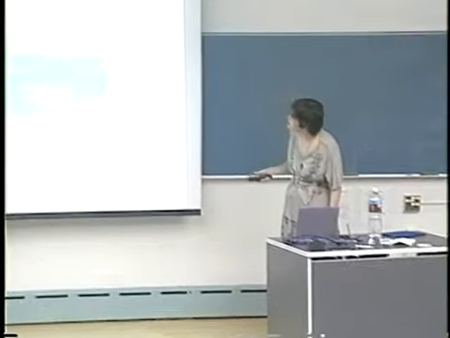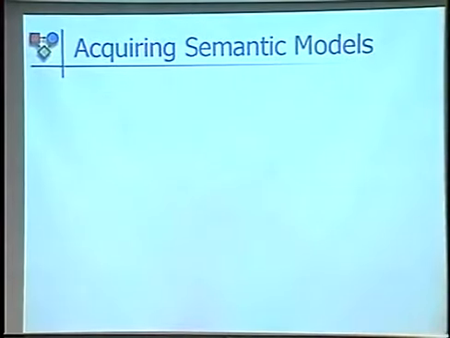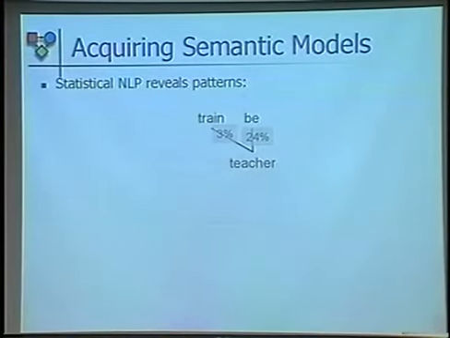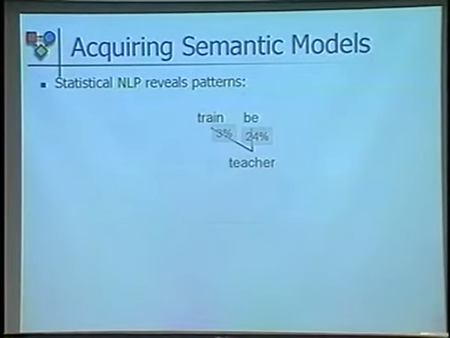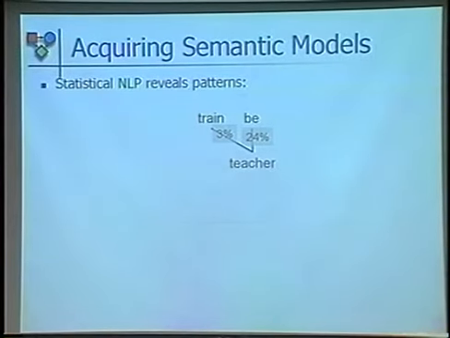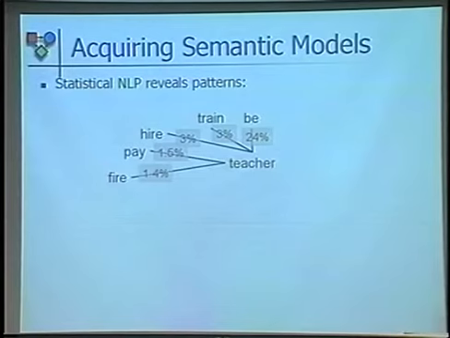Let me skip past this. And answer your question. Even now, statistical NLP reveals patterns between objects and relationships. So this I got from a very standard corpus of simple verb-noun correlations. And you see that 24% of the times the word teacher occurs, it occurs with the word be. In 3% of the time, you train teachers, you hire teachers, you pay teachers half as often as you hire them, you fire them about the same rate that you pay them, and sometimes you even serenade teachers.